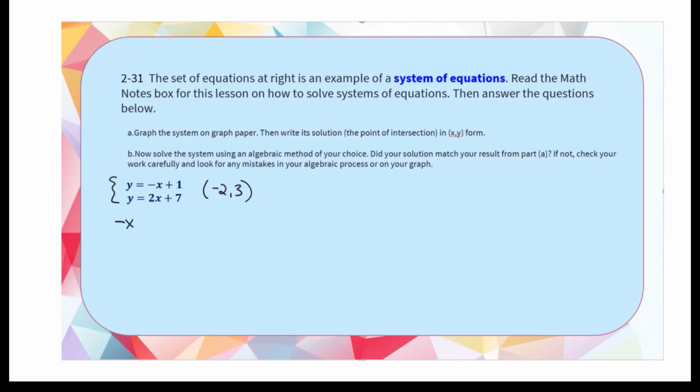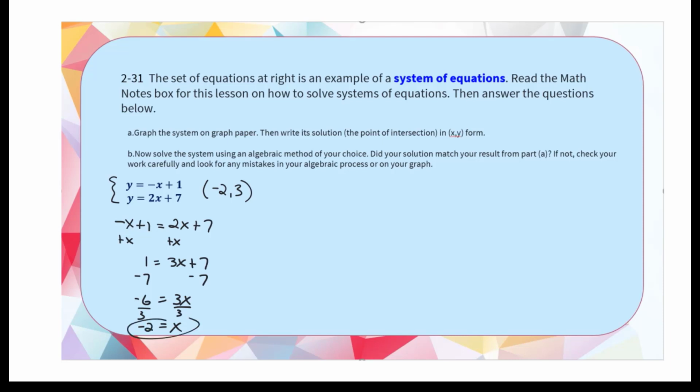So I'm going to write negative x plus 1 equals 2x plus 7. I'm going to add x to each side, and that gives me 1 equals 3x plus 7. Then I'm going to subtract 7, and that gives me 3x equals negative 6. Divide by 3, and my x equals negative 2. We're right on track so far.